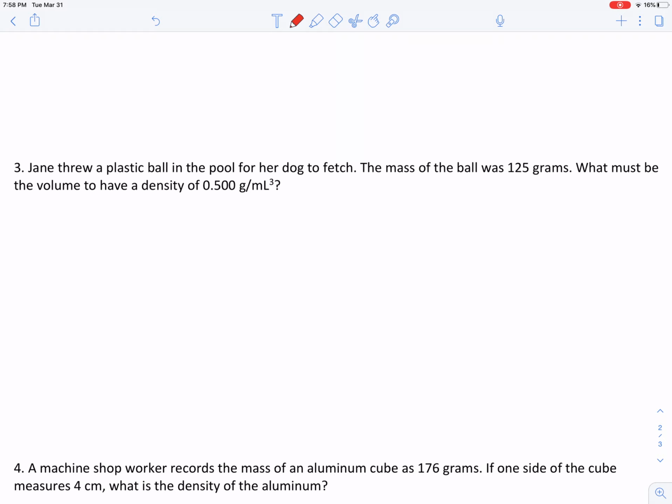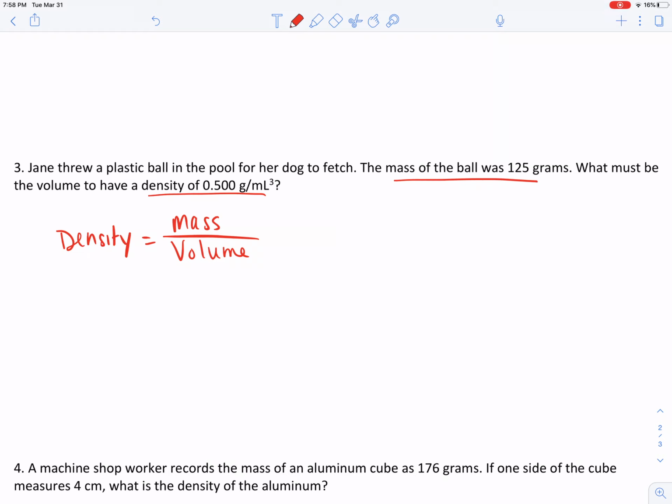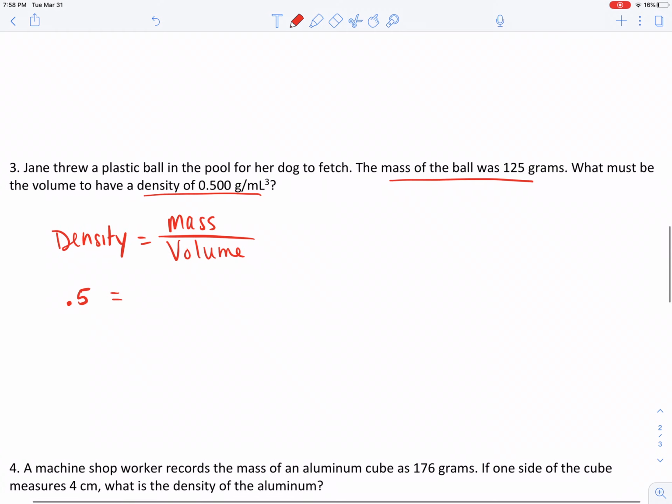Okay, here, Jane threw a plastic ball in the pool. They give you the mass of the ball and they're asking for the volume. They give you the density. So again, understanding that density equals mass over volume. You need to memorize this better than me. And here they gave you the density is 0.5. They give you the mass is 125. They're asking for the volume.